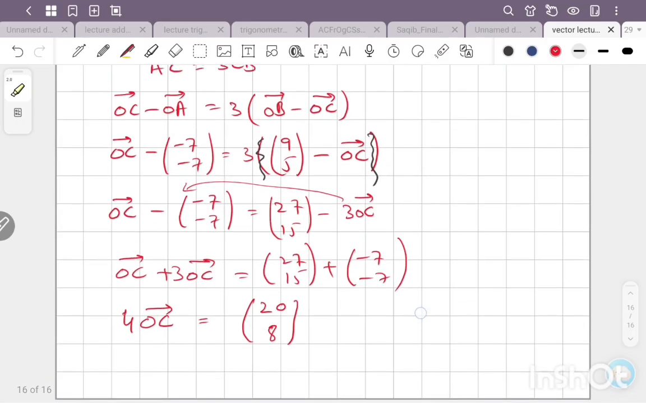Now here OC, 4 is divided on both sides. We get 20 divided by 4 and 8 divided by 4, we get the answer is 5 and 2.